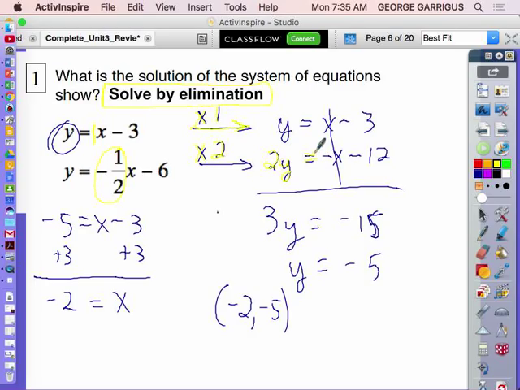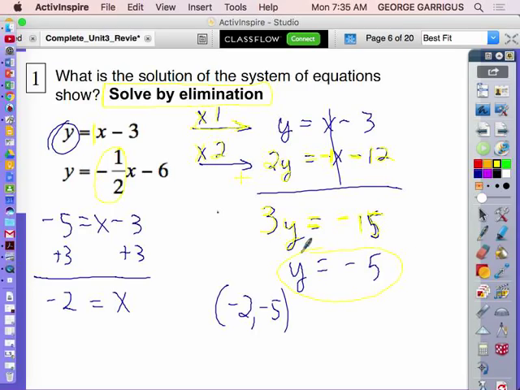And we go from -1/2x to -1x, and from -6 to -12. We're multiplying everything by 2. Now when we add these equations together, we get y plus 2y is a total of 3y. The equal sign. -3 minus 12 is -15. And by dividing by 3, we end up with y equals -5.